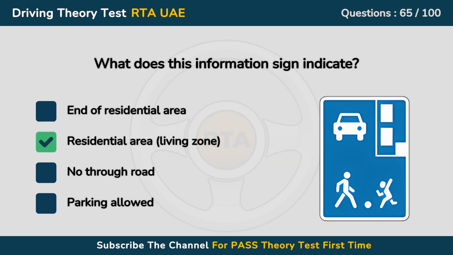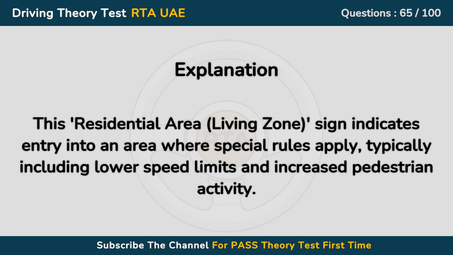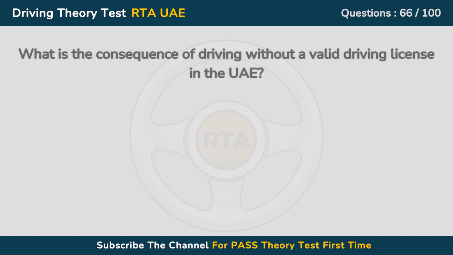Answer is B. Residential area living zone. This residential area living zone sign indicates entry into an area where special rules apply, typically including lower speed limits and increased pedestrian activity.